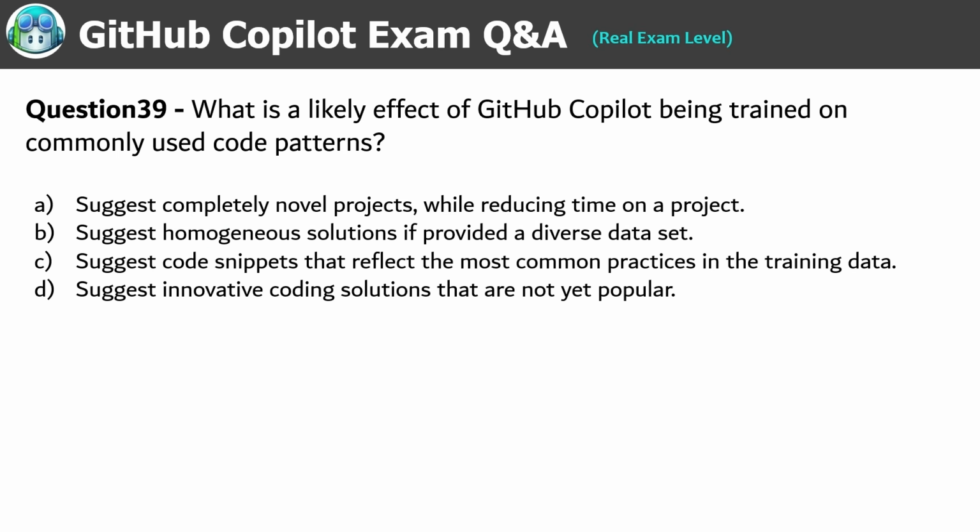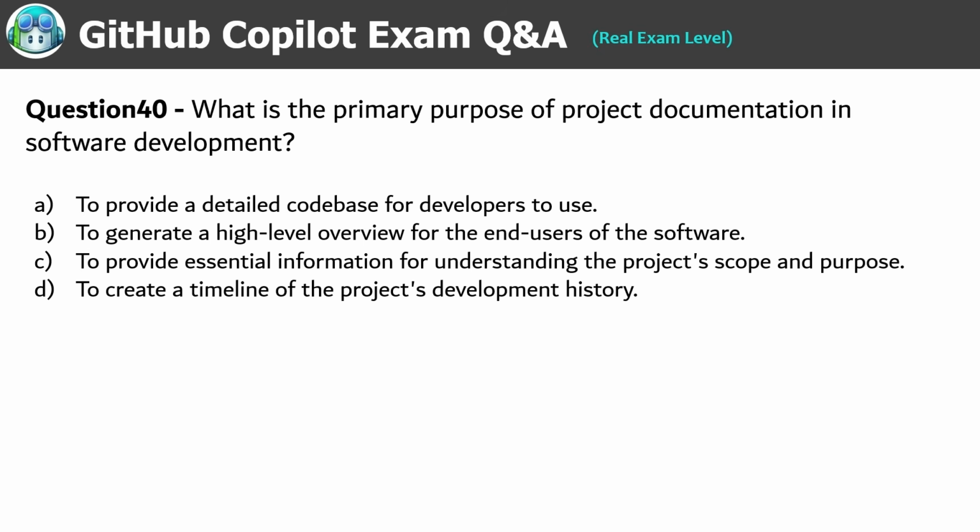Question 39. What is a likely effect of GitHub Copilot being trained on commonly used code patterns? And the answer is C. Suggest code snippets that reflect the most common practices in the training data.